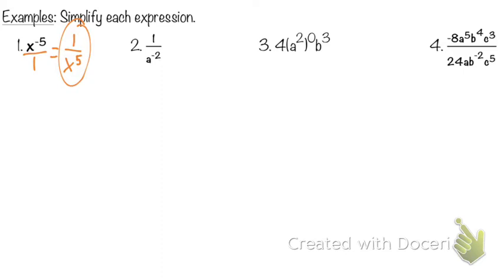What about number 2? 1 over a to the negative second. It's going to go to the top, right? It's going to be a squared. Okay? It's negative downstairs. Got to make a change.